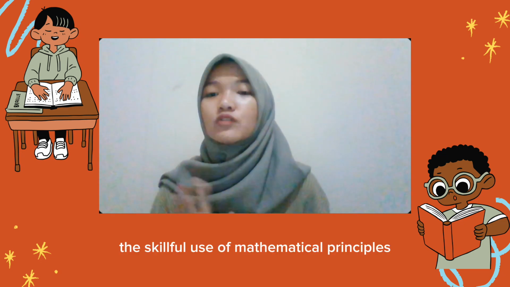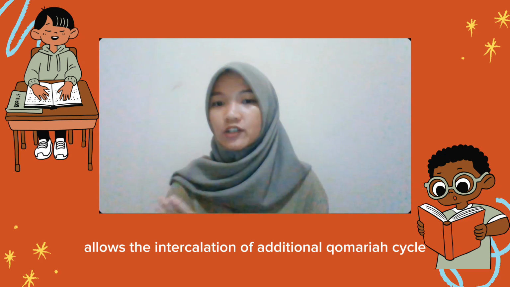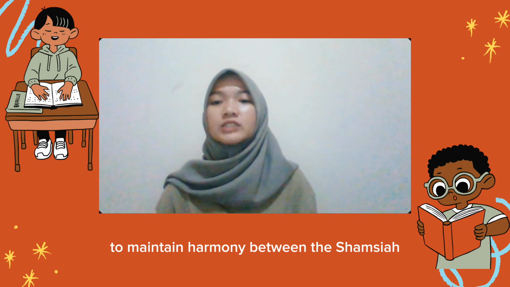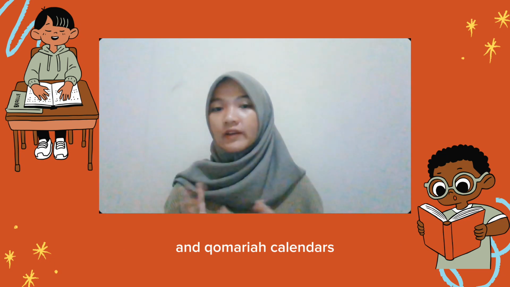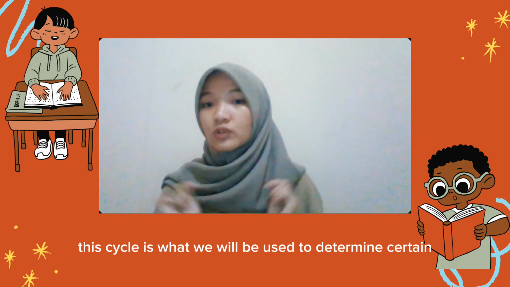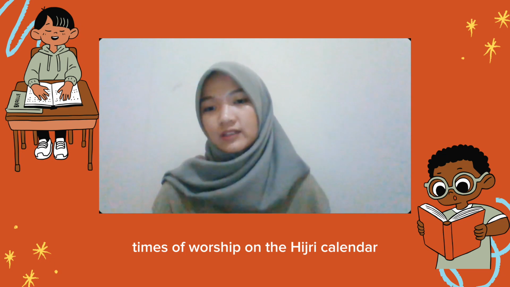The skillful use of mathematical principles allows the intercalation of additional Qamariya cycles at specific intervals to maintain harmony between the Shamsiyah and Qamariya calendars. This cycle is what we'll use to determine certain times of worship on the Hijri calendar.